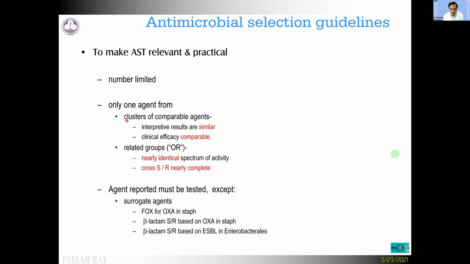There are certain recommendations, like one should test only one agent from clusters of comparable agents where the interpretive results are similar and the clinical efficacy is comparable, and the related groups which are connected by OR, where the susceptibilities are nearly identical. So in this group we have nearly identical spectrum of activity, and cross sensitivity and cross resistance are nearly complete. I'll give you an example.